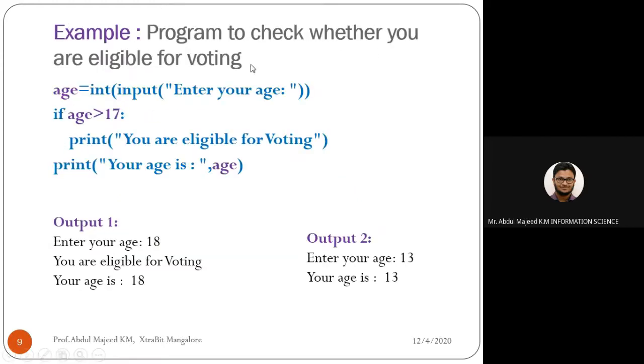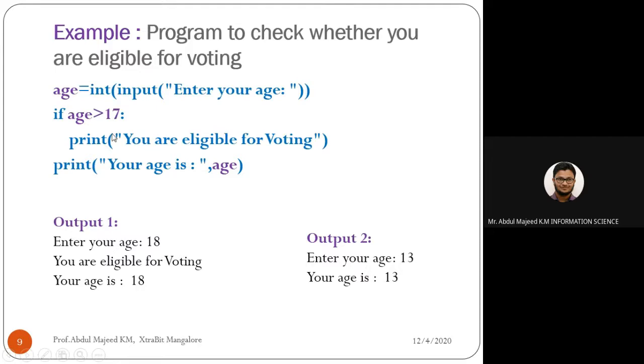Program to check whether you are eligible for voting. So you are writing a simple program. Okay, you need one variable called age. You can ask the age of user, enter your age. It is a string which is converted to integer by using int function. Okay, now we can write the condition, if age is greater than 17, then he is eligible for voting, otherwise he won't be eligible for voting.